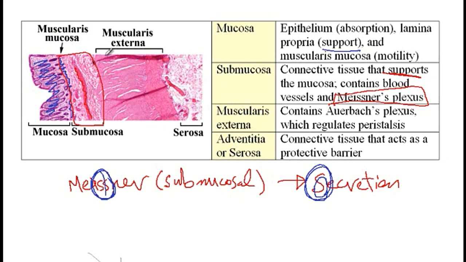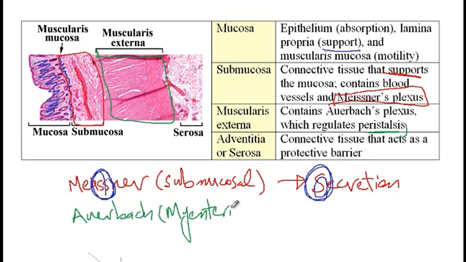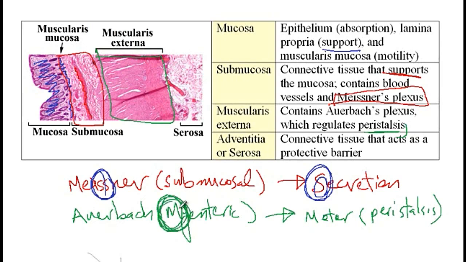The next layer is the muscularis externa, which contains ganglia that are required for peristalsis. And these ganglia are called Auerbach or myenteric plexus, and they regulate motor activity or peristalsis. And so the way I memorize it is that myenteric plexus is required for motor activity. And then the final layer is the adventitia or serosa, which acts as a protective barrier.